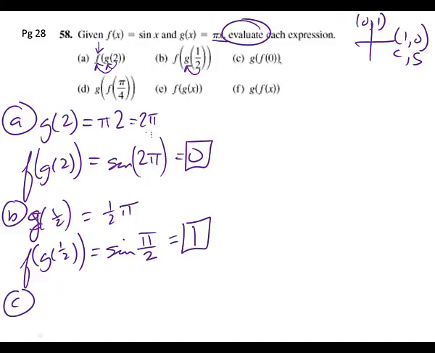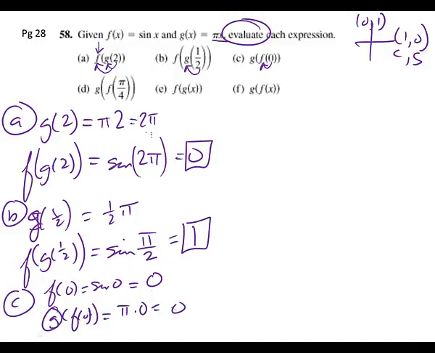All right, C says I'm going to take 0 and plug it into where first? F. So F of 0 is sine of 0, which is what? 0. Okay, good. And now I need to do G of F of 0. So what function are we plugging the 0 into now? The G function, right? Because that's what's in front. So we've got pi times 0, which is 0. Good.